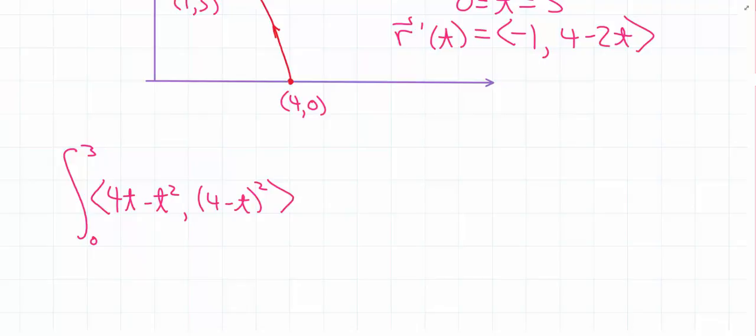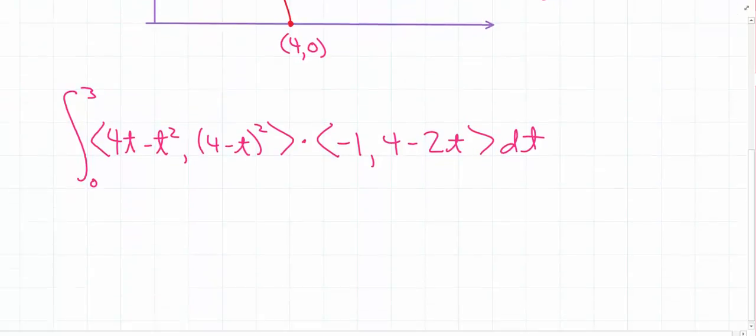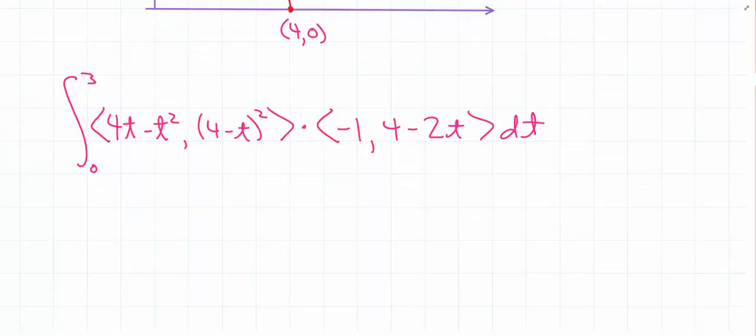Now I'm going to dot product that with this thing. Actually, let me not put the dt there. Let me just come down here. Okay, so we're going to have negative 1, 4 minus 2t, dt. Okay, now there's what we have to integrate. Now this looks like it's going to be manageable, right? Because we don't have any radicals or anything like that. But let's go ahead and just work through it and see what we come up with.